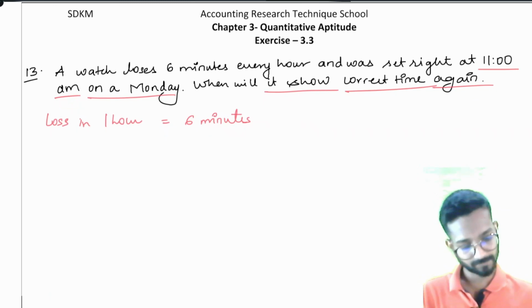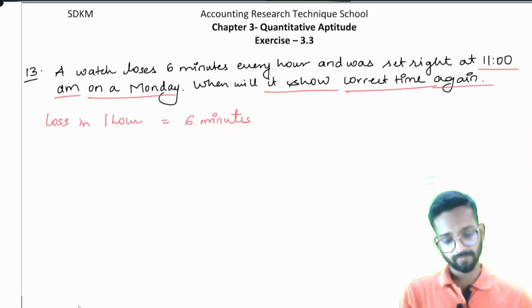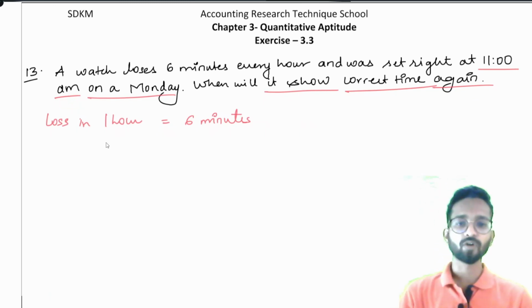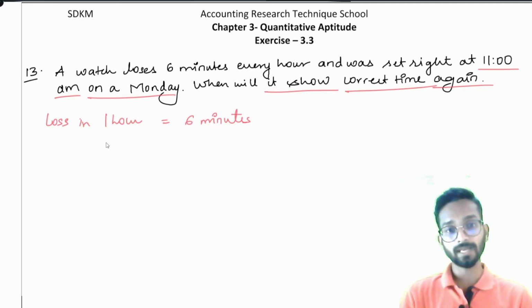Now we can say that loss in 1 hour is 6 minutes. See, what we have to understand, when will it show the correct time again is, we know that after 12 hours the hour hand will again be at the same position. Means if the hour hand is at 11 am, after 12 hours again it will be at 11. So if it loses 12 hours, then the watch will show the correct time again.